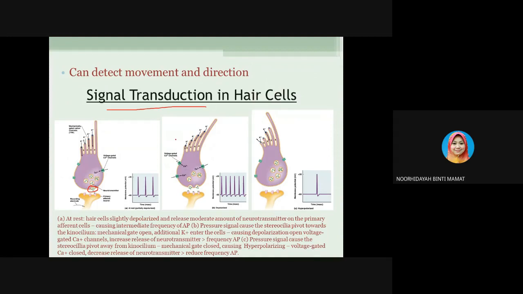While when they receive a high amount of pressure signals, it will cause the stereocilia to pivot towards the kinocilium. So the mechanical gate will open, and additional potassium will enter the cells, as you can see from here. It will cause depolarization and open voltage-gated calcium channels, which will increase the release of the neurotransmitter.